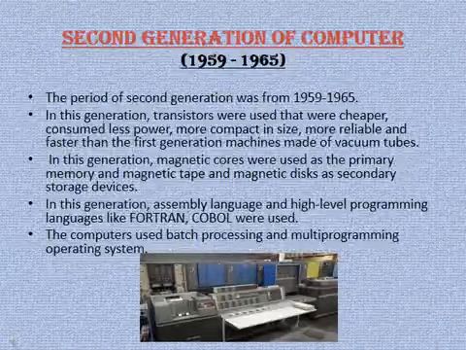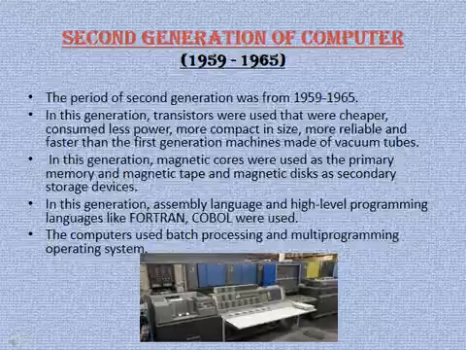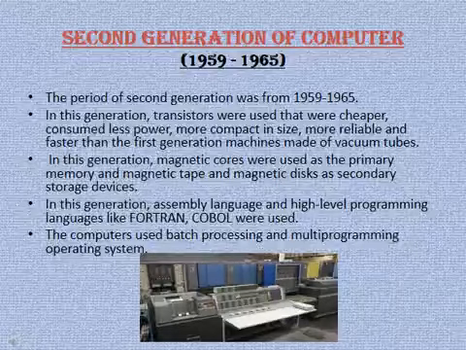Second generation of computer. The period of the second generation was from 1959 till 1965. In this generation, transistors were used that were cheaper, consumed less power, more compact in size, more reliable, and faster than the first generation machines made of vacuum tubes.